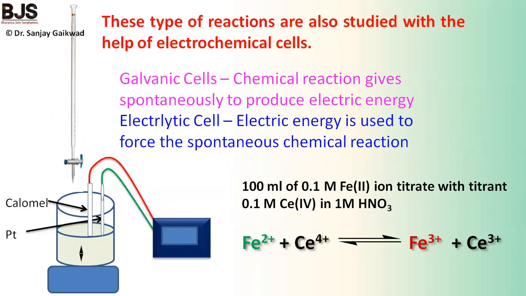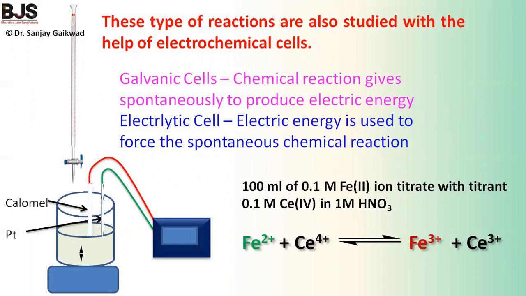For example, this is the potentiometric titration method. In this method, we know that a galvanic cell is a chemical reaction which proceeds spontaneously to produce electrical energy. From the chemical reaction, electricity is generated because the oxidation-reduction reaction takes place. And sometimes we use an electrolytic cell, where we have to supply electric energy to the solution by force to drive a non-spontaneous chemical reaction.